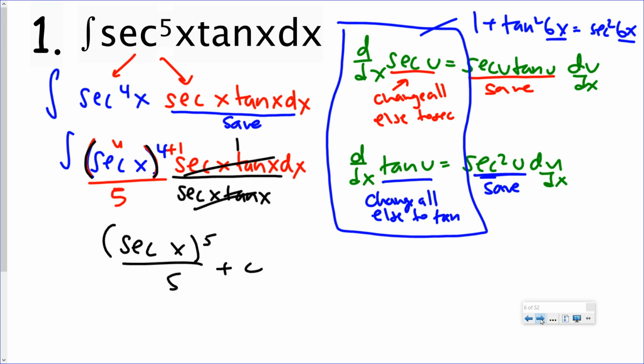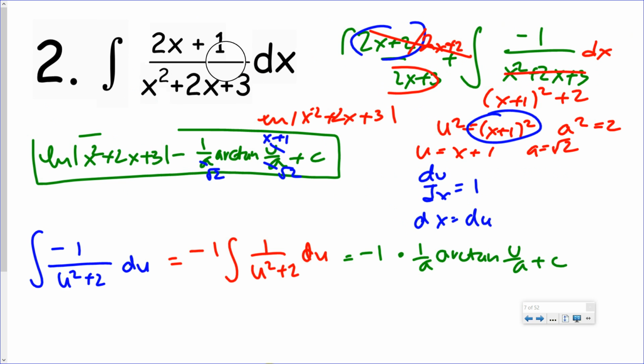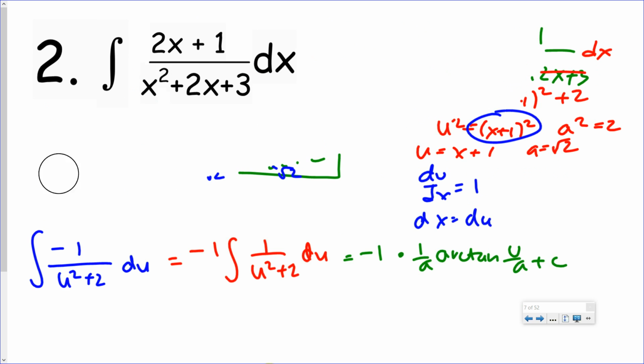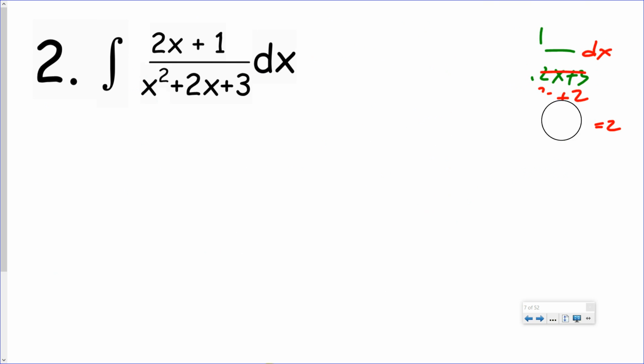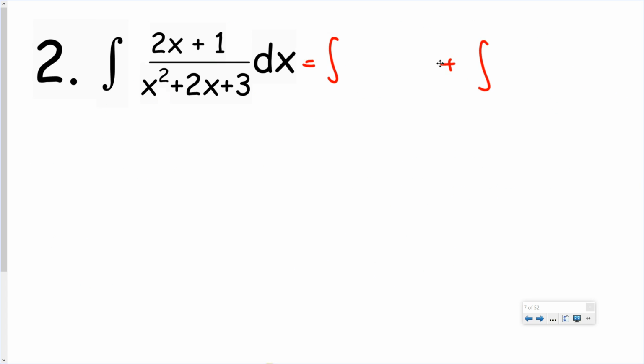Okay, let's look at number 2. Number 2, we've done this many times. Students still have trouble with this, just a few people out there. And I just want to make sure that you understand how to do this. This problem gets broken up into 2 integrals. Do you know what these 2 integrals would be? Or how would you break it up?